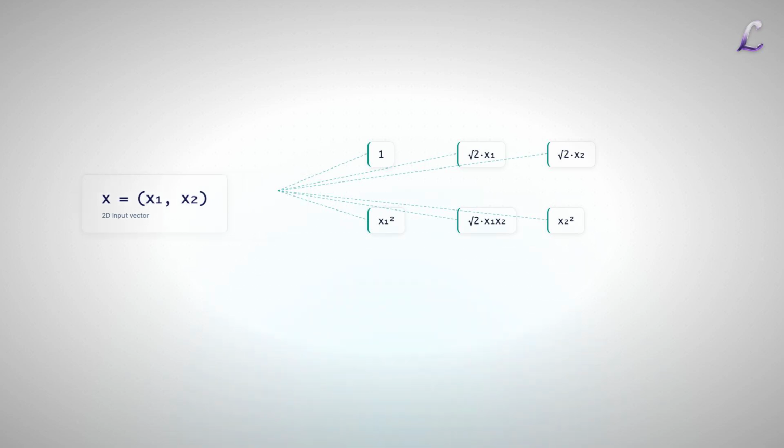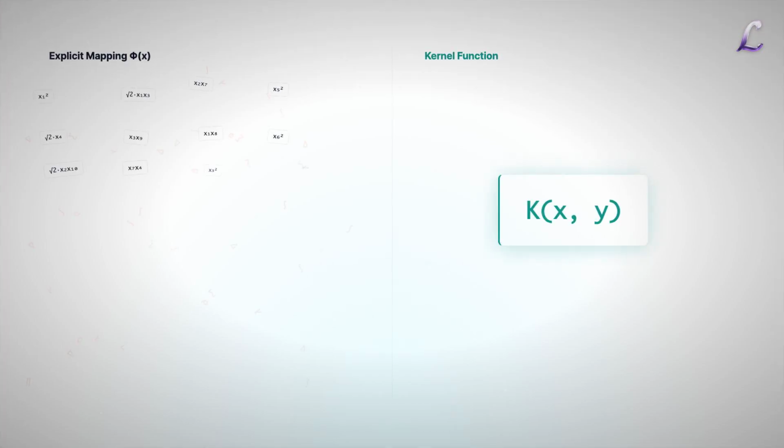To map just a two-dimensional point into a richer feature space, we might need to calculate terms for x squared, y squared, x times y, and so on. As dimensions grow, the number of calculations explodes combinatorially. For high-dimensional data, calculating this mapping explicitly is computationally lethal. This is where the kernel trick saves us.